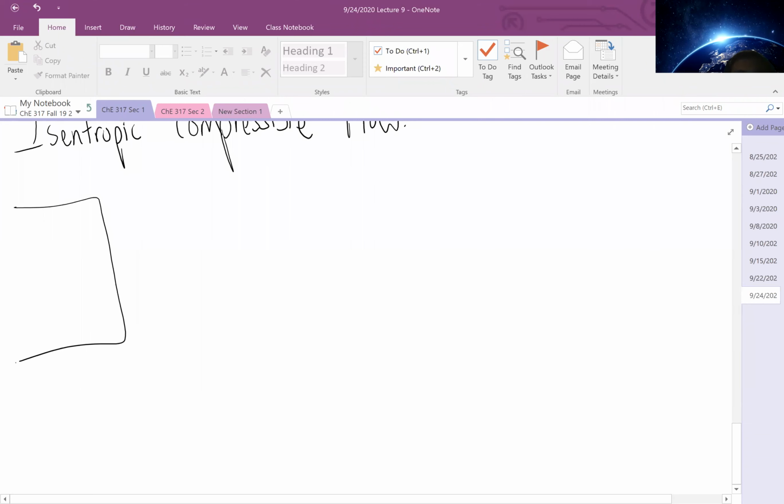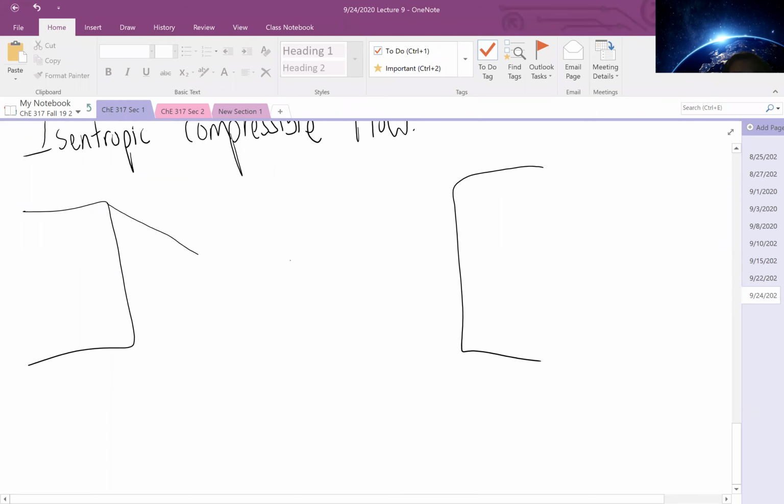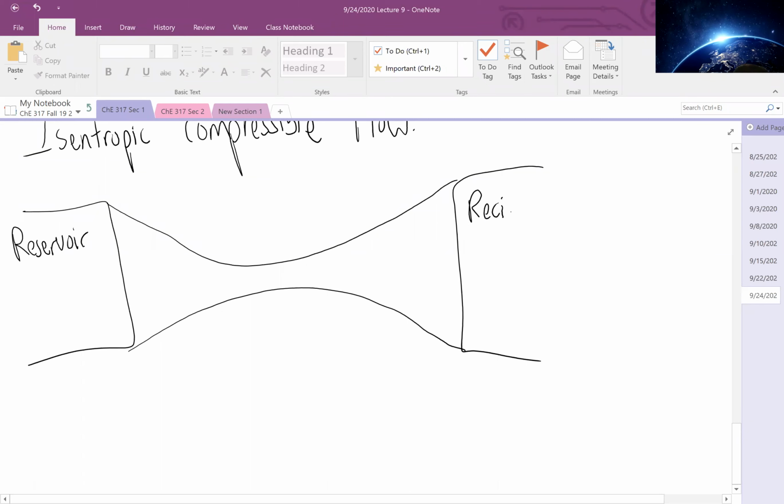Where this was a look at flow through nozzles, where we had a reservoir and a receiver. And when we had 3 sections in this nozzle, we had the converging section, the diverging section, and the throat, the area of minimal flow area.